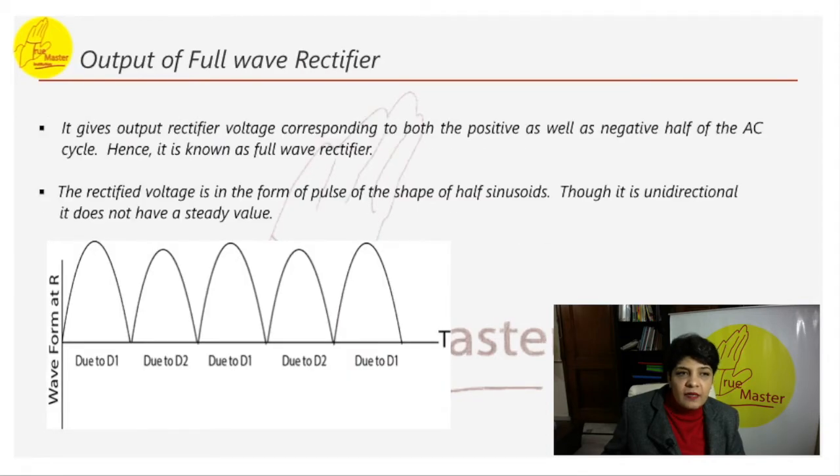This was the pulsating output. Here it gives output rectified voltage corresponding to both the positive as well as negative half of the AC cycle. Hence it is called full wave, since it is giving both. The rectified voltage is in the form of a pulse. It is going up, then going down, going up and then going down. So though it is unidirectional, in one direction, it does not have a steady value. The values are pulsating.